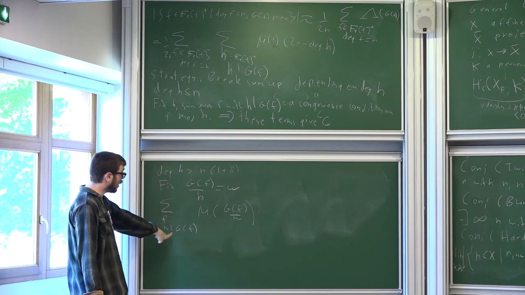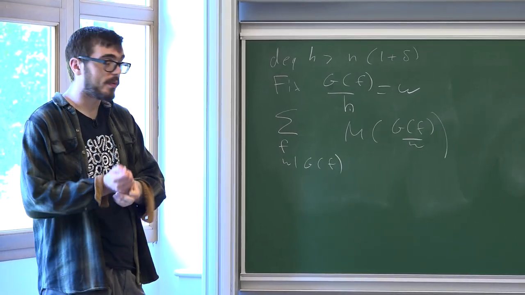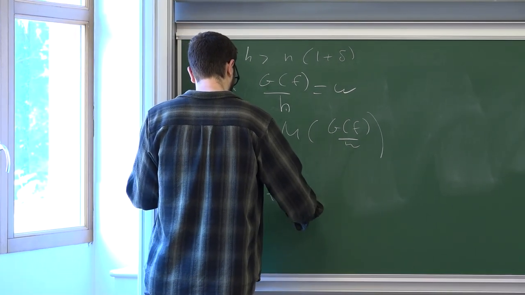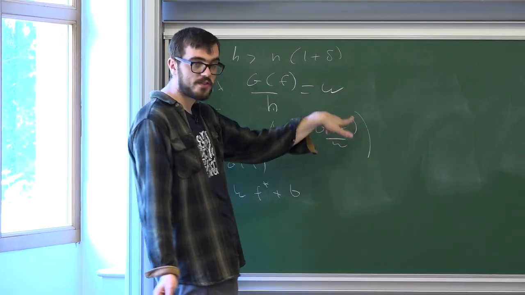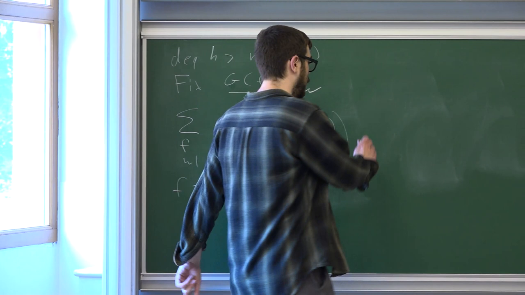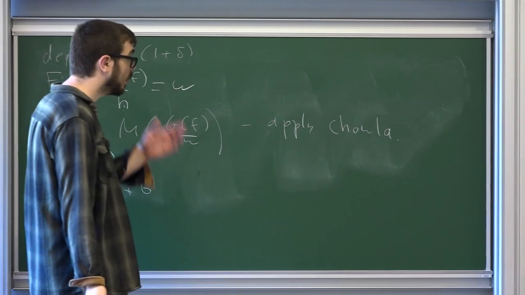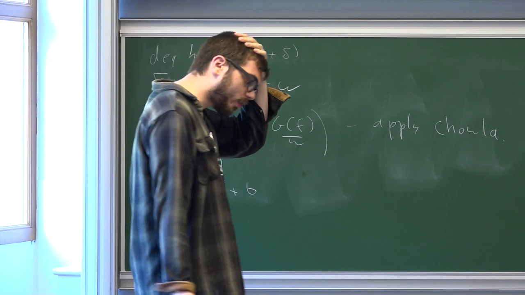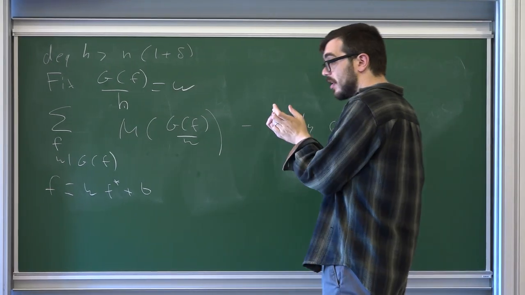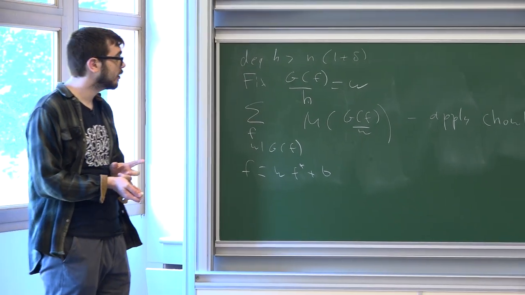And so w dividing g of f is a congruence condition on f modulo w. The solution is an arithmetic progression. So we can reparameterize the solution in terms of a new variable, f equal to w f star plus b. And if we plug in w f star plus b in here, we get a polynomial in f star. So we end up with Mobius of a polynomial in f star. And then we apply Chawla. And what's missing is some tiny range in the middle where the degree of h is approximately equal to n. And here we have to do something different.